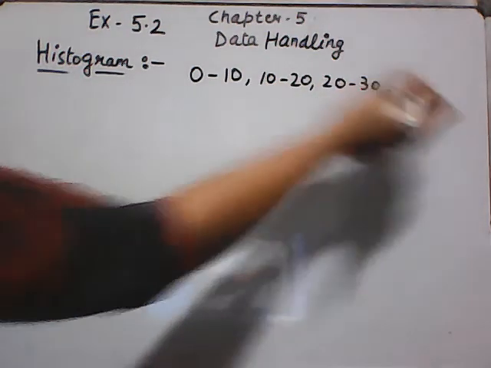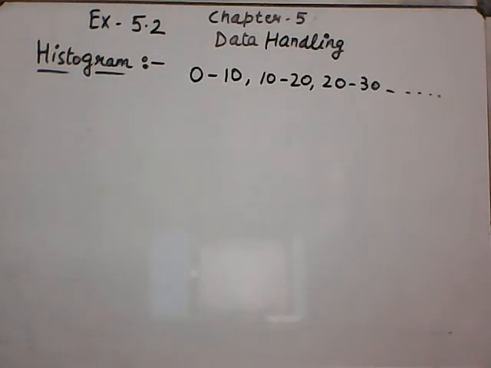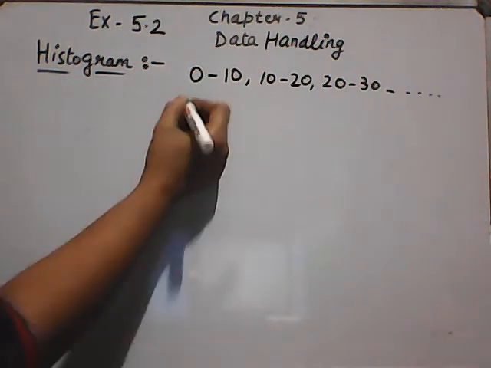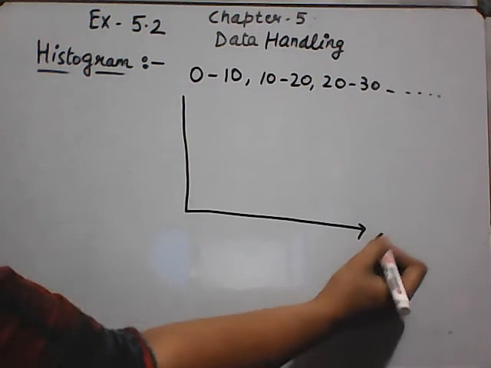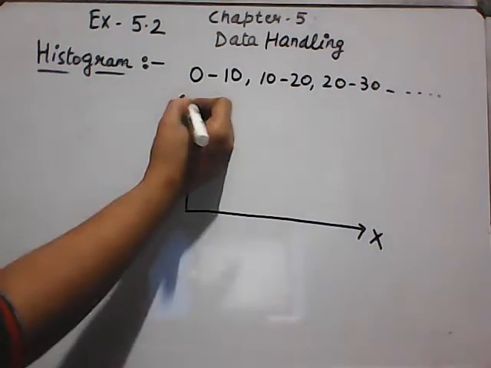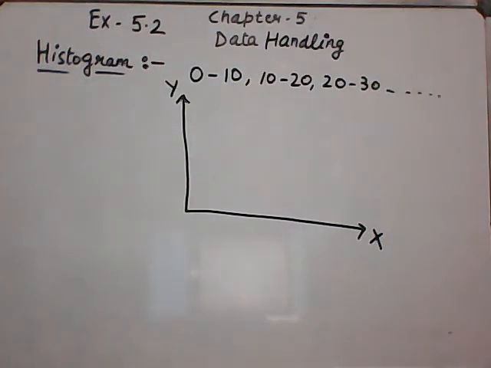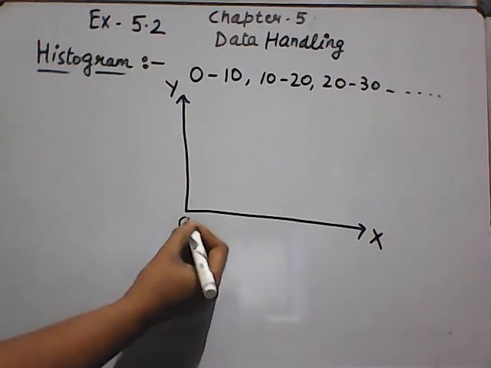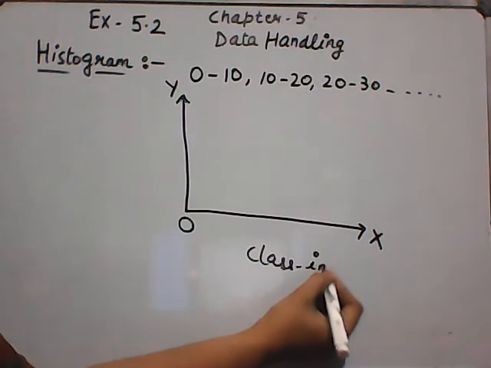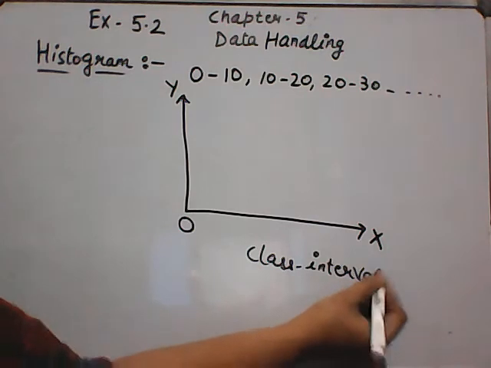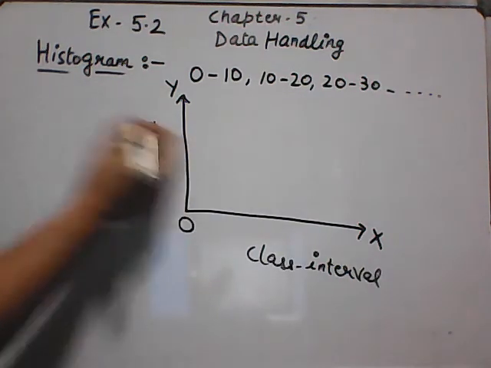These are continuous data. A histogram is a graphical representation of a grouped frequency distribution in the form of class intervals with continuous data. In this histogram, we make a graph. This is the x-axis and this is the y-axis, where the x-axis and y-axis meet is known as the origin O. On the x-axis, we have to take class intervals, and on the y-axis, we have to take frequencies.